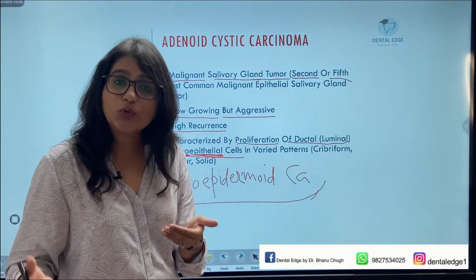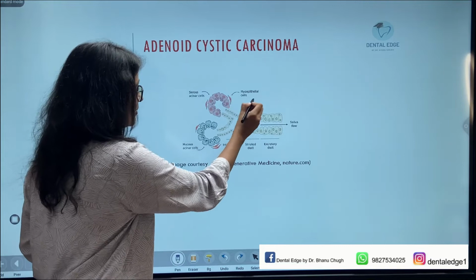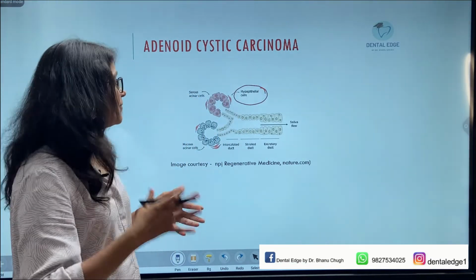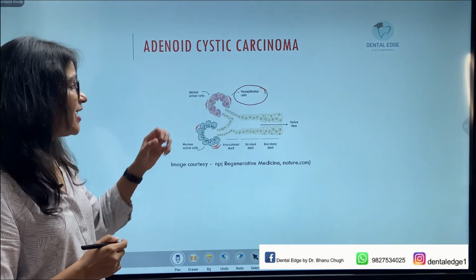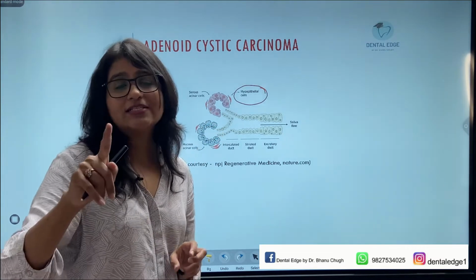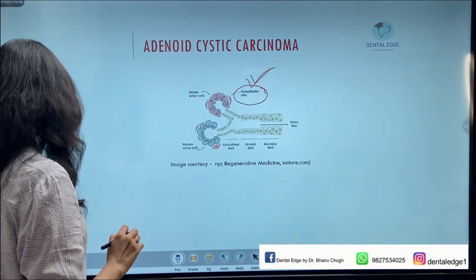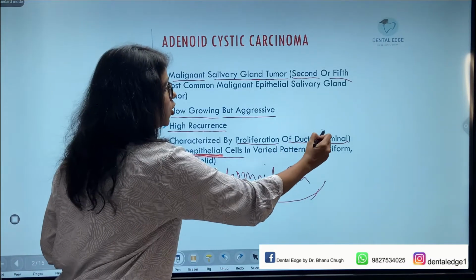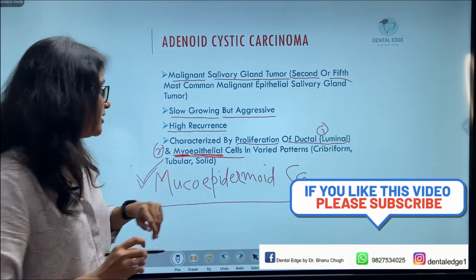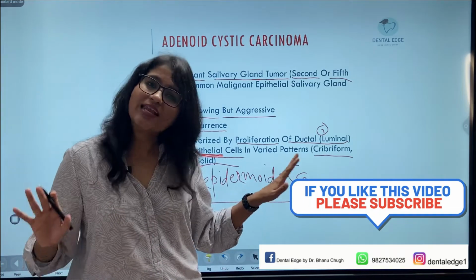They have contractile proteins, and if I show you the image, these are the myoepithelial cells. They are present between the basal lamina and the ductal cells, and they help in contraction of the secretion. So there is proliferation of two cells. There is proliferation of these myoepithelial cells, and of the ductal or luminal cells in varied patterns, that is cribriform pattern, tubular pattern, and solid pattern. This I'll explain to you later on.